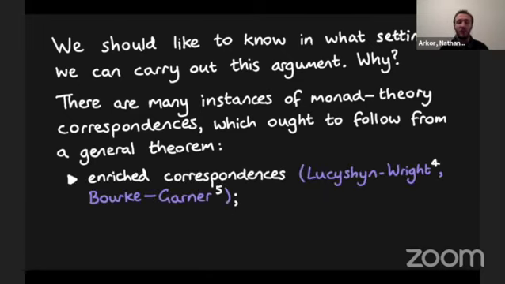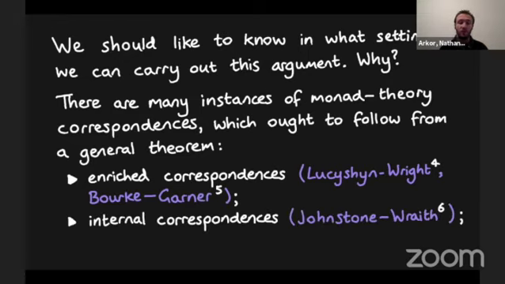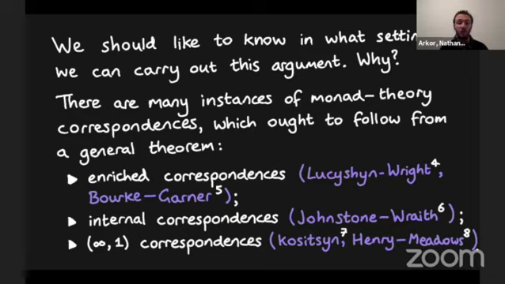As examples, we have monad theory correspondences for enriched categories, such as that of Lucyna Wright and of Bourke and Garner. We have correspondences for internal categories, such as that of Johnson and Wraith. And we have correspondences for infinity-one categories, such as those of Kazhdan and Henry and Meadows. So it'd be nice if all of these could be shown to follow from some general argument.